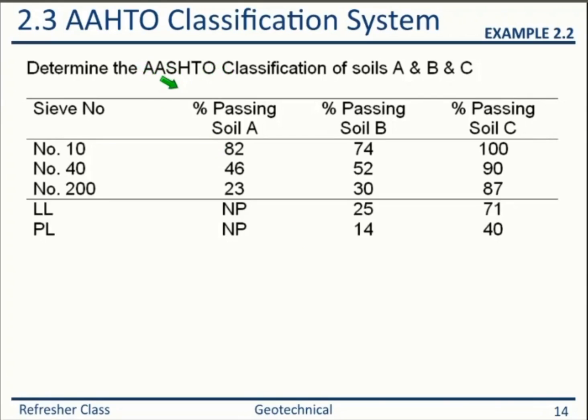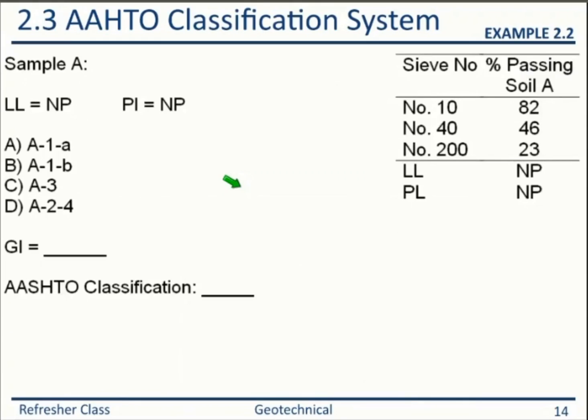First of all, you should know what the classification system is. In this example, it is stated AASHTO. So you have to follow the AASHTO classification system to classify soil sample A, soil sample B, soil sample C. Percentage passings are given here from these sieves. Also, you are provided liquid limit and plastic limit information here. So let's take soil sample A. When you take soil sample A, liquid limit is non-plastic, plastic limit is non-plastic, therefore plasticity index PI is also non-plastic.